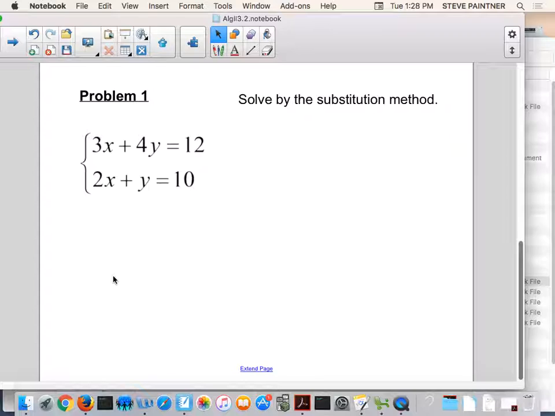The bottom y, because it's all by itself. It says y equals. Look, it already says y equals. You just have to get the 2x over there.